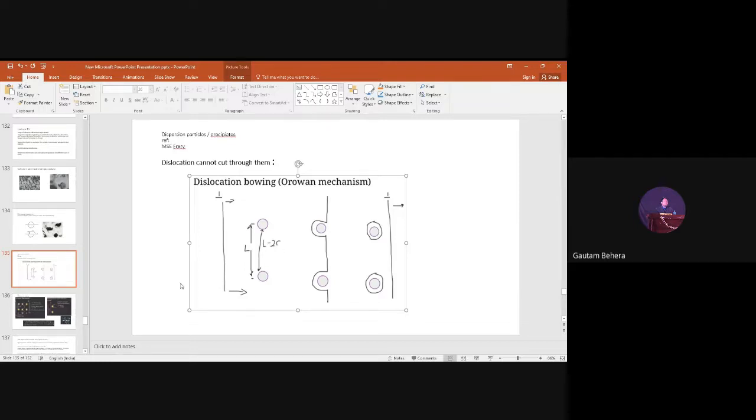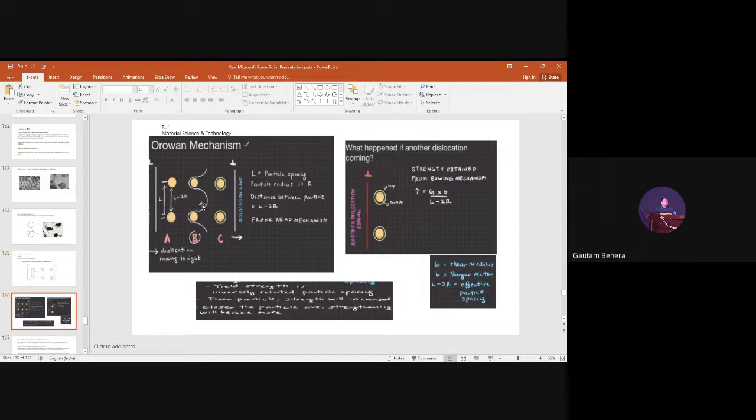L minus 2R. The same thing is explained over here. This is a very beautiful image. You can again see this is a dislocation. This is a precipitate particle. This is a precipitate particle. The distance between them is L minus 2R, but the distance from the center of this particle to the center of this particle is L. It is bowing. It is forming a loop. And how strength depends on this: you can see strength is equal to G times B divided by L minus 2R. So L minus 2R is the distance between the particles. If it is decreasing, strength is increasing.